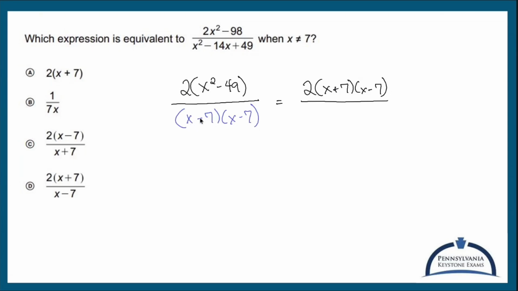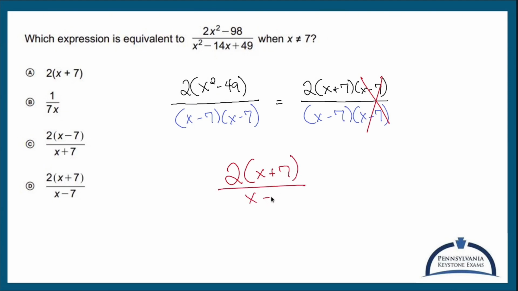Now, if you wanted to, you can write that out as x minus 7 squared, but that's not going to help my case here. Because what I want to do is realize that I have an x minus 7 in the numerator and also an x minus 7 in the denominator. These guys cancel each other out. So when I do that, I'm left with 2 times x plus 7 over x minus 7, which is going to be D.